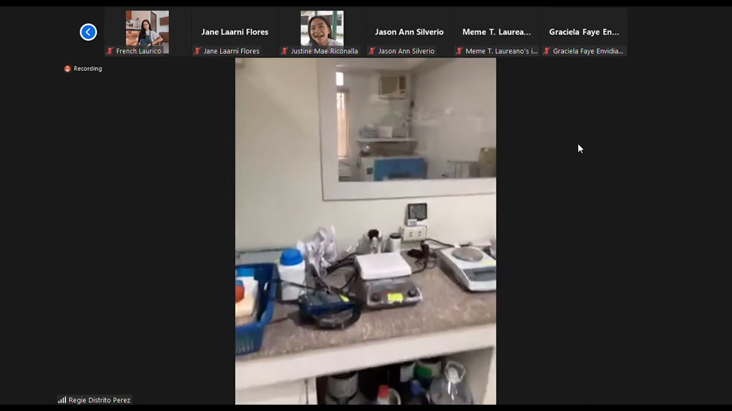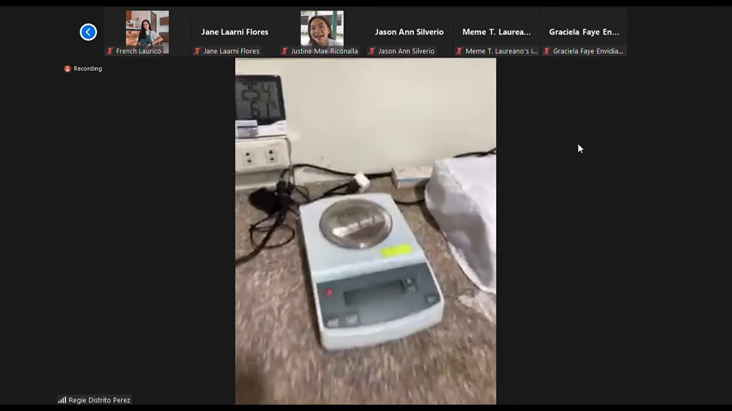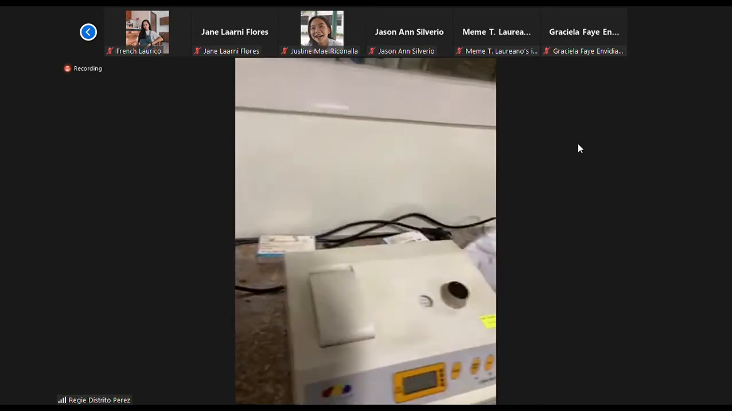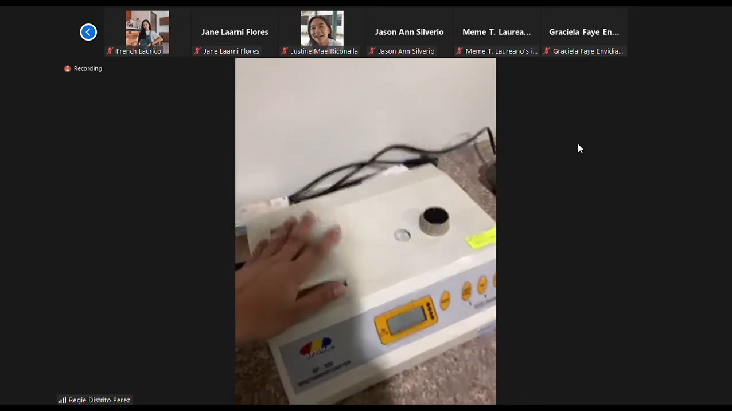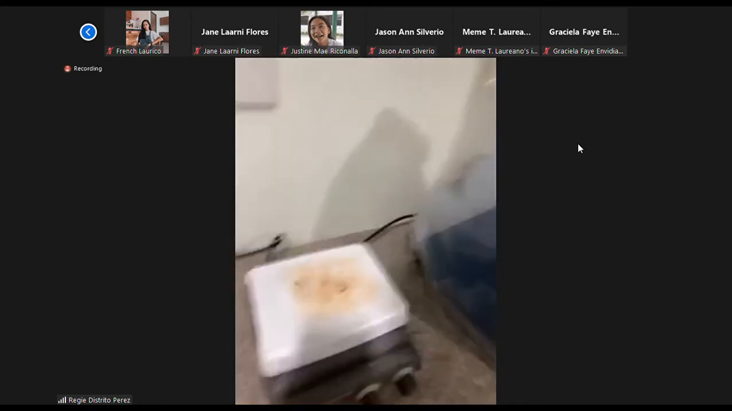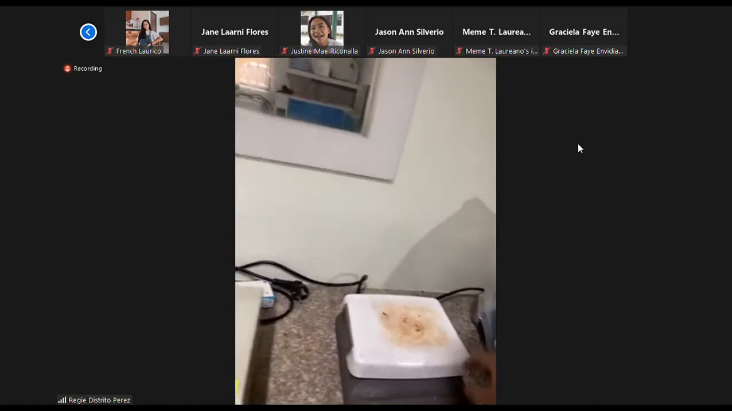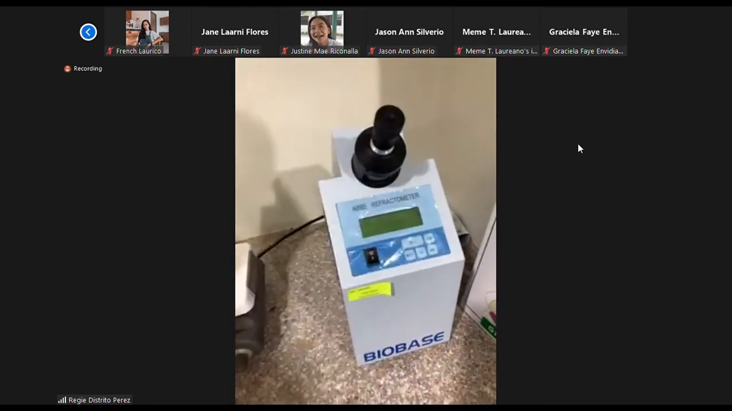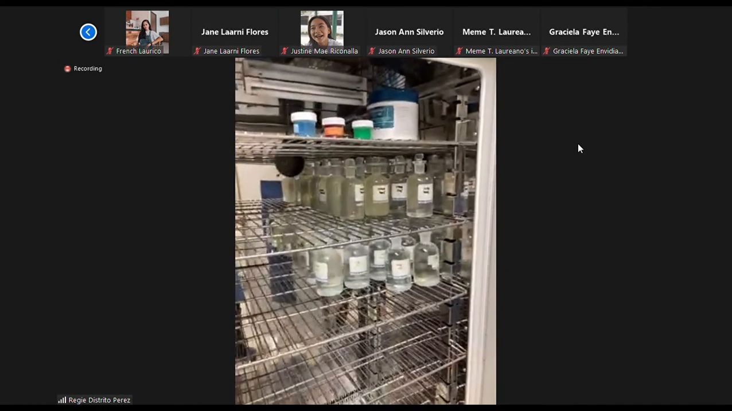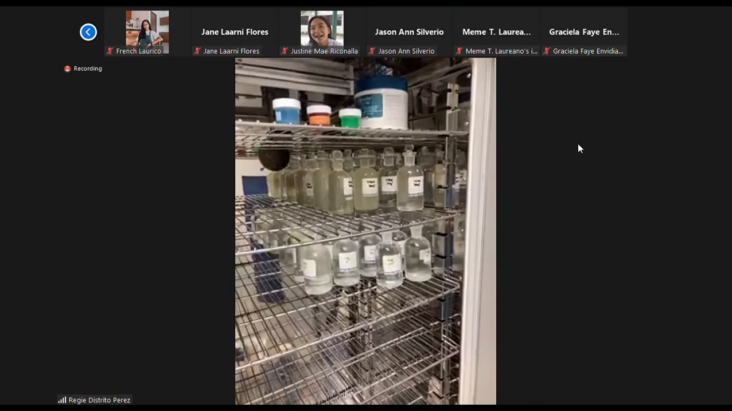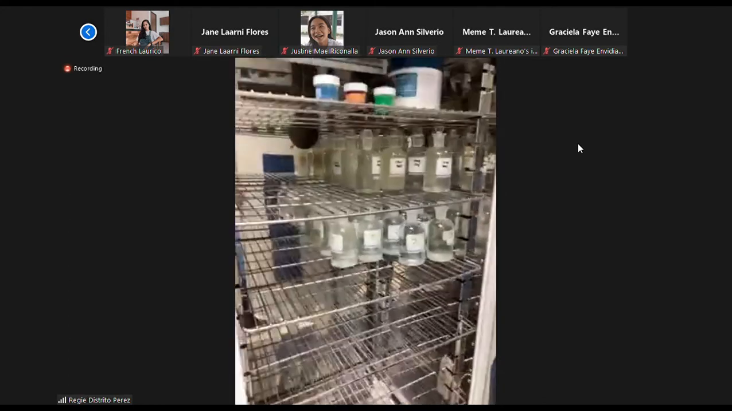Okay, in this area, you can see the analytical balance, and also this is a spectrophotometer, but it's ancient, it's old already. And this is a stirring hot plate, and this is a refractometer. Okay, this one is the BOD ref, where you store the samples for biological oxygen demand, and it is incubated for 5 days.